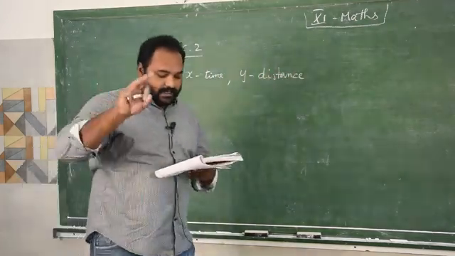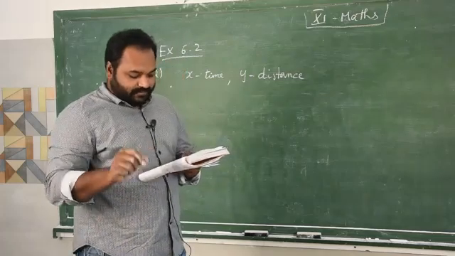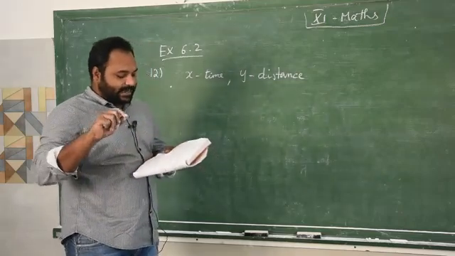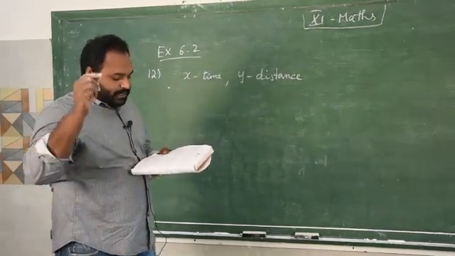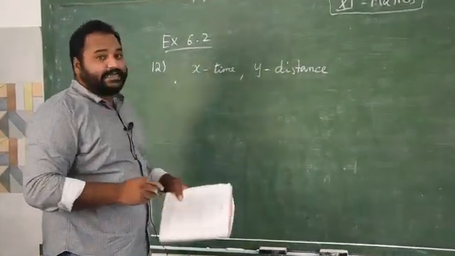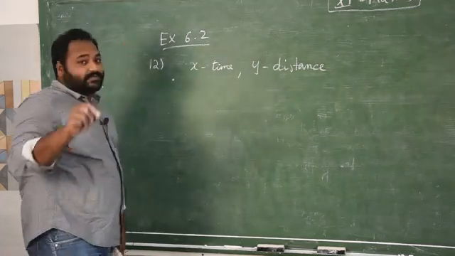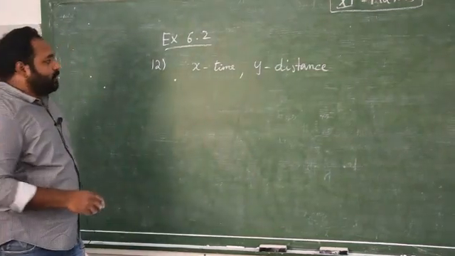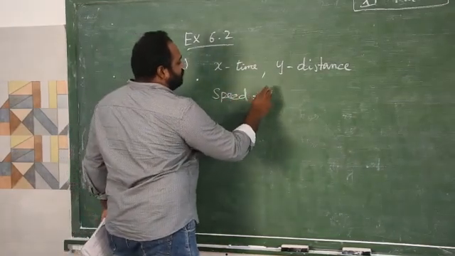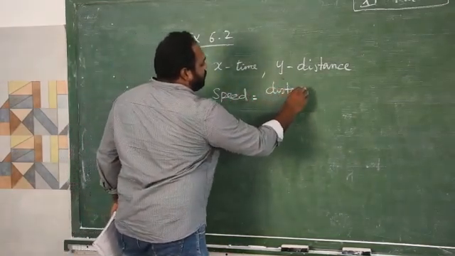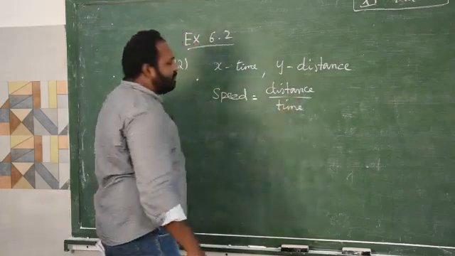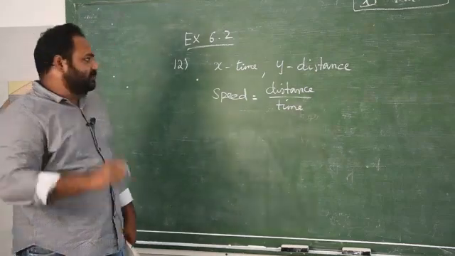So here three subdivisions we have to find out. One is the equation of the motion of the train. Second one is time taken to cross a pole. Then third one is time taken to cross the bridge of length 850 meter. Before that, I am going to use this formula: speed equal to distance by time. By using this formula, I am going to bring the first question answer.